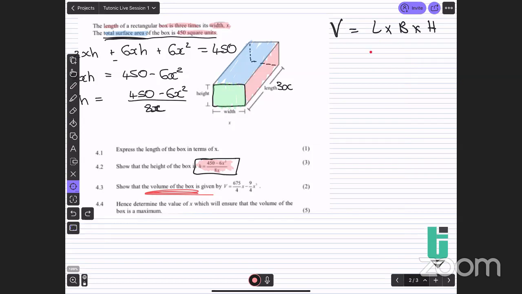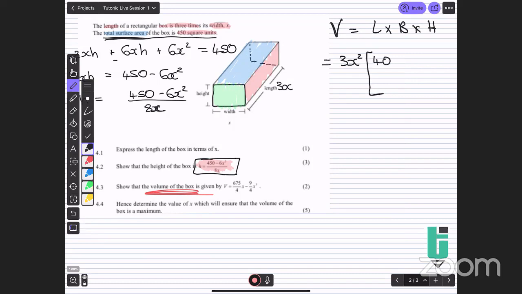So the problem with calculus for high school, okay. In the calculus that you've been taught, you can only differentiate when you've got 1 variable. So that's why you have to try and write all of these in terms of 1 variable, such as x. So what did we say the length is? 3x. What did we say the breadth is? X. So that's x squared. And what did we say the height is? H.